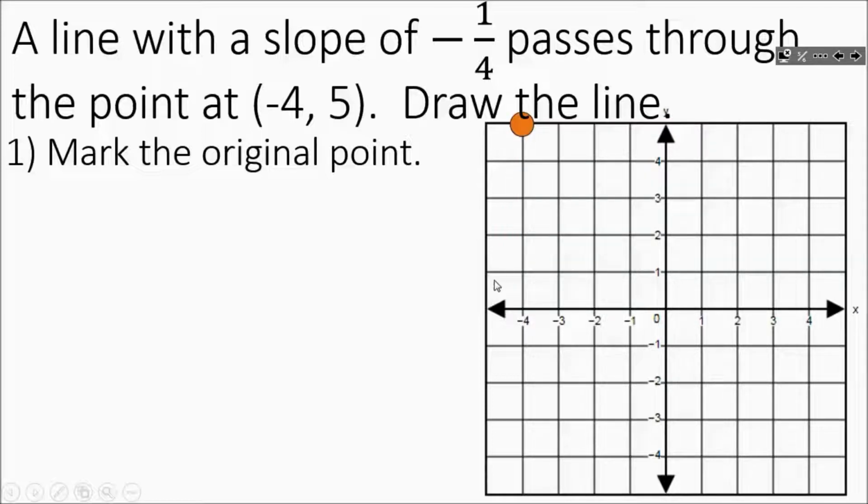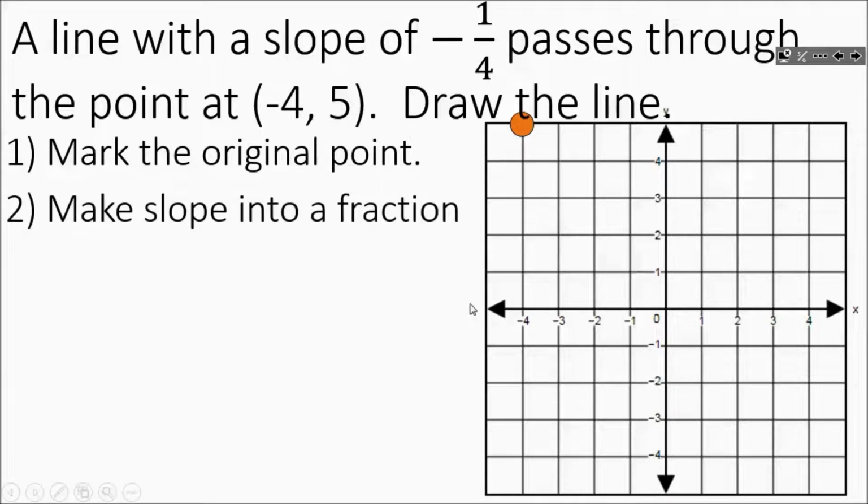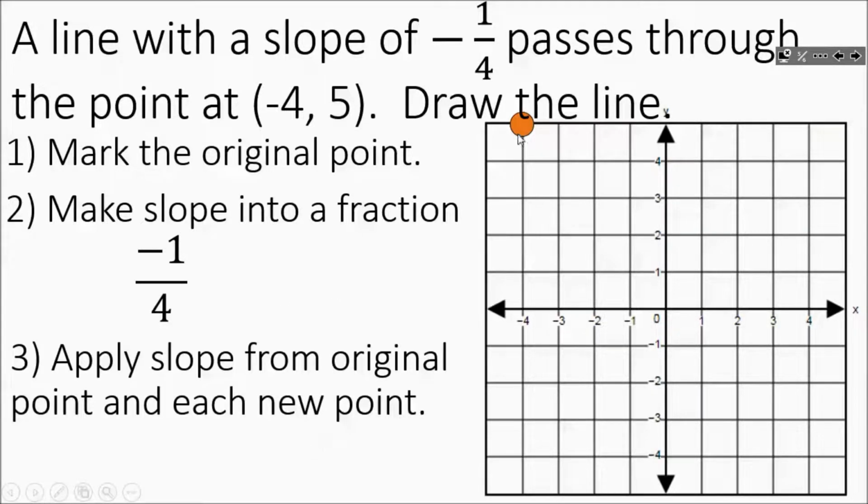Then we're going to apply our slope. Our slope is already a fraction. I'm going to think of it as -1/4. If you have a negative in front of the fraction, just attach it to the numerator for what we're going to be doing. Okay, so now we're going to apply that slope from our point on our graph. So a -1 up top, that's a vertical change of -1, that means down 1. A horizontal change of 4 means right 4.